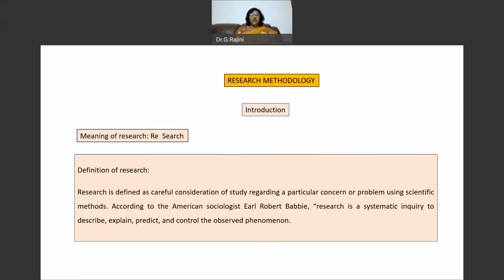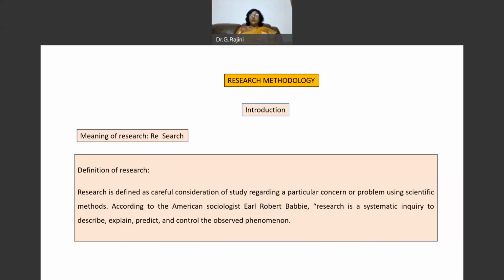So the definition is there for research, where you can look into it. It is defined as a careful consideration of study regarding a particular concern or problem using scientific methods. According to an American sociologist, research is a systematic inquiry to describe, explain, predict, and control the observed phenomenon.